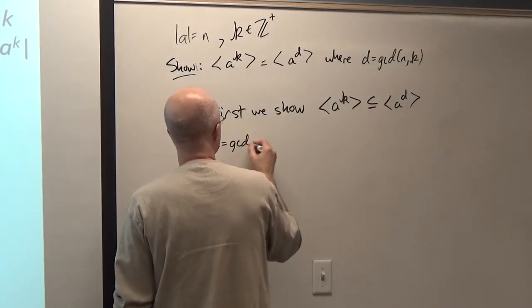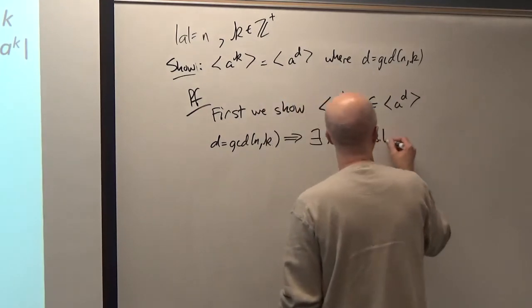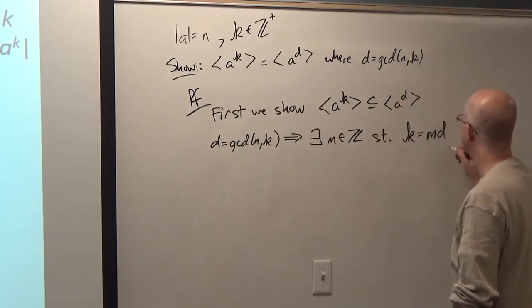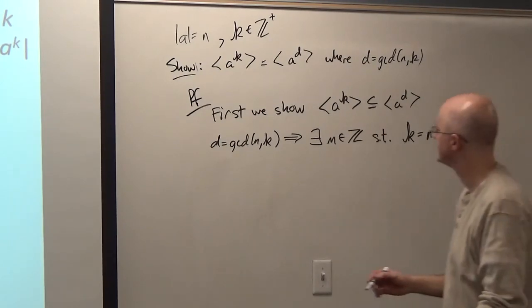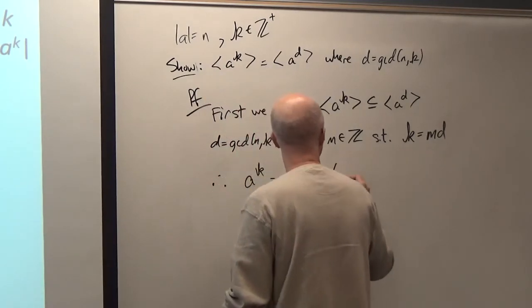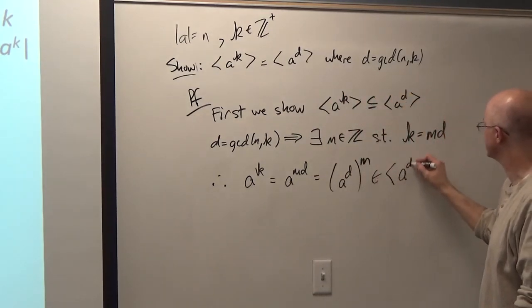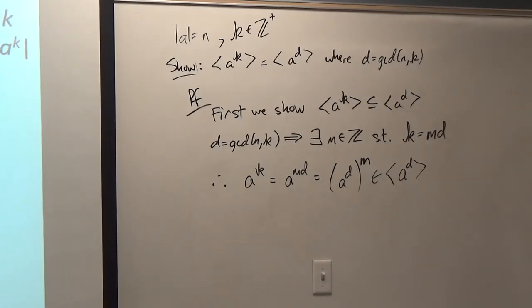d equals GCD of n and k implies there exists, say, m, such that k equals m times d. Therefore, A to the k is A to the m times d is, using properties of exponents, A to the d to the m, which by definition is an element of this. Therefore, by the lemma, this implies that the cyclic subgroup generated by A to the k is a subset of the cyclic subgroup generated by A to the d. It also would be a subgroup because we already know it's a subgroup of the whole group.